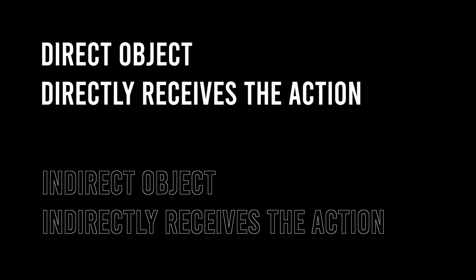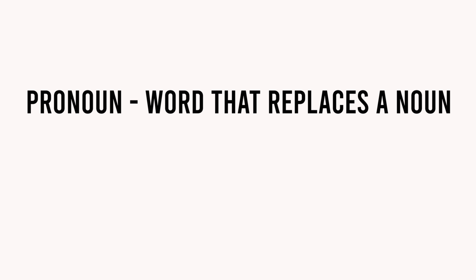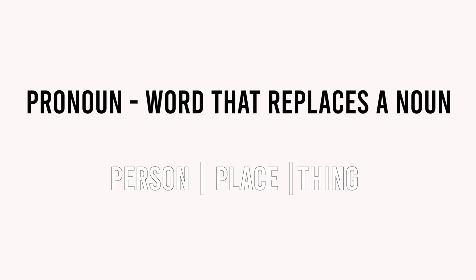The two objects that we typically deal with in basic language level classes are direct objects and indirect objects. A direct object is the object that directly receives the action, which would make an indirect object an object that indirectly receives the action. So we also have these words called pronouns, and pronouns are words that replace a noun. And a noun is a person, place, or thing.